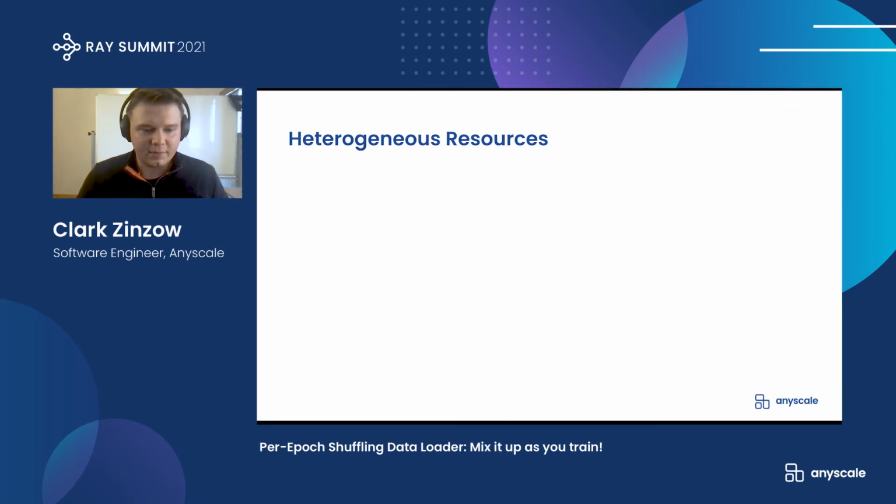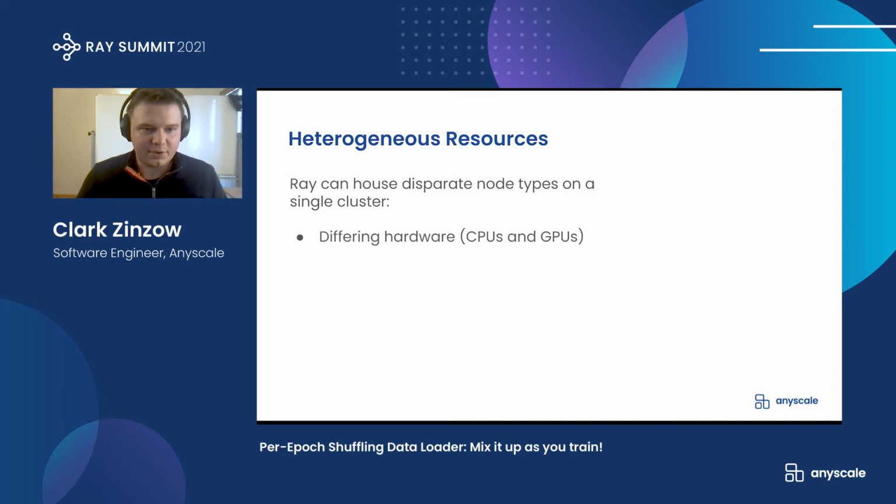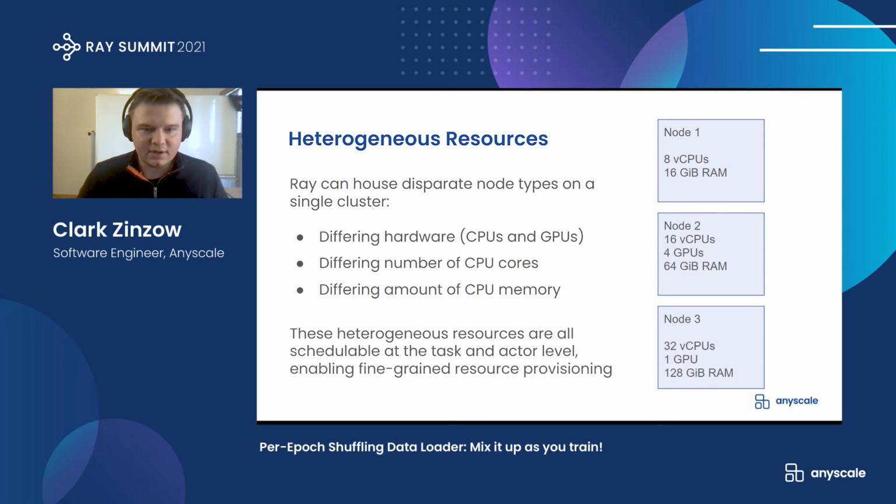First, a Ray cluster can support node types with pretty disparate resources. So for example, it could have different hardware like CPUs and GPUs. It can have a differing number of CPU cores, and each node can have a differing amount of CPU memory. And each of these heterogeneous resources are schedulable at a very granular level, at the task and actor level, which enables fine-grained resource provisioning.